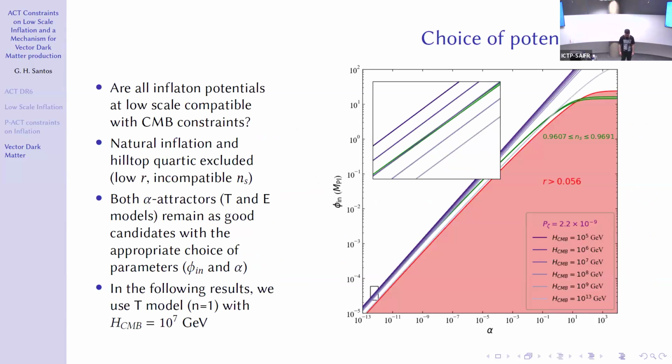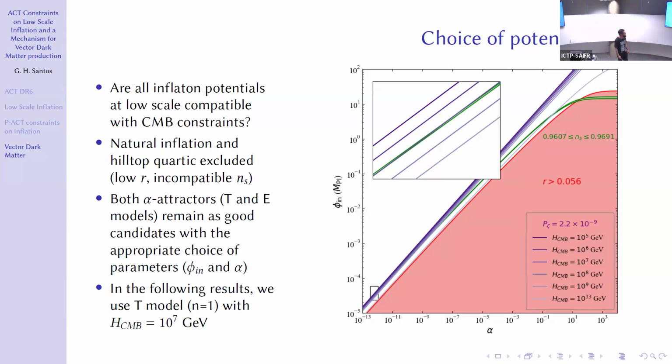And here I show you what we do when we choose this potential. First, we ask ourselves: are all inflaton potentials at low scale compatible with CMB constraints? As I have discussed here, we see that they're not. Natural inflation and hilltop quartic are excluded due to the very low tensor to scalar ratio, which will drag them to a much lower spectral index. Not allowed. Now, the alpha attractors remain as good candidates, at least before data release 6 of ACT. In the following results, I'm going to use the T mode with n equals 1 and H_CMB as 10 to the 7. In this plot, I show how I choose the appropriate parameters, the initial value of the field and the alpha parameter, in order to have the observed values from the CMB.